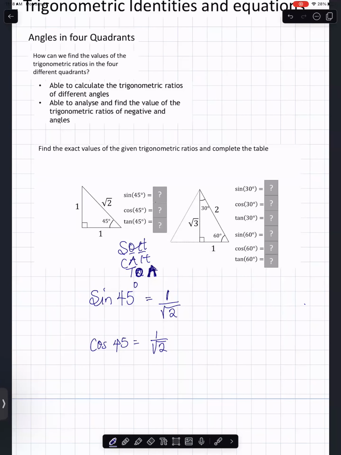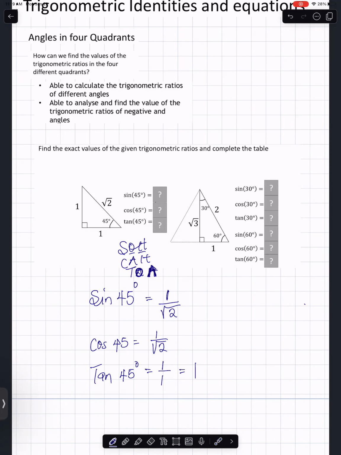Then we move on to tan 45 degrees. We have tan 45 as opposite divided by adjacent. So that means the opposite is 1, and the adjacent is 1. So tan 45 degrees is equal to what? 1. So we have it as 1. Take note, your sine 45 and your cos 45 have the same value.